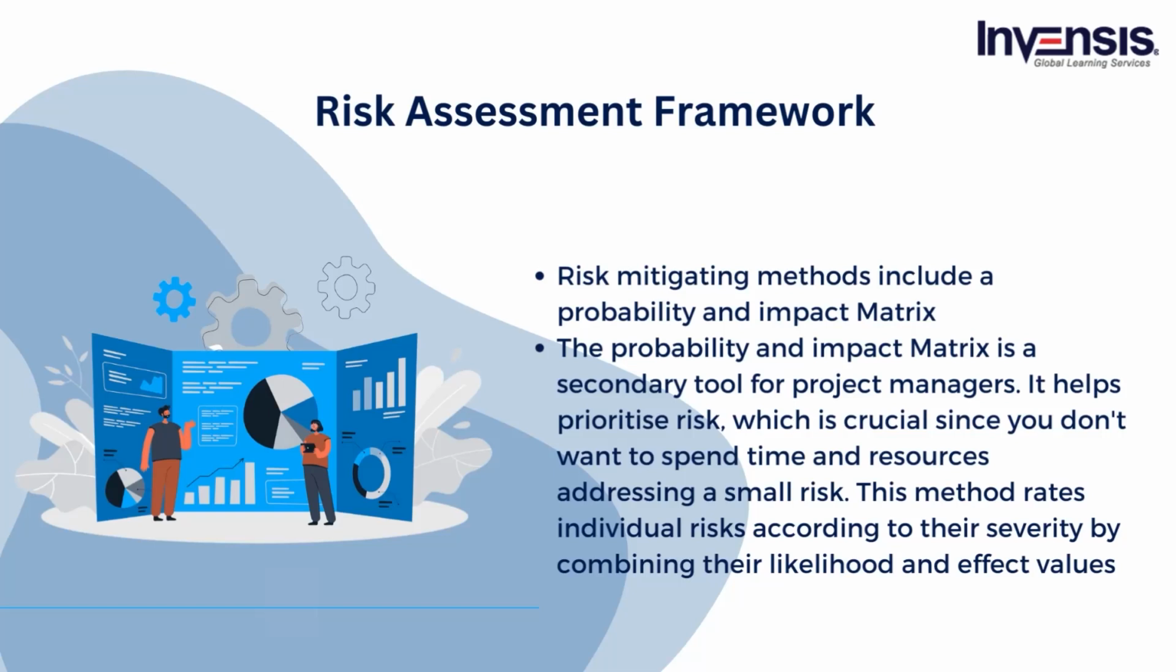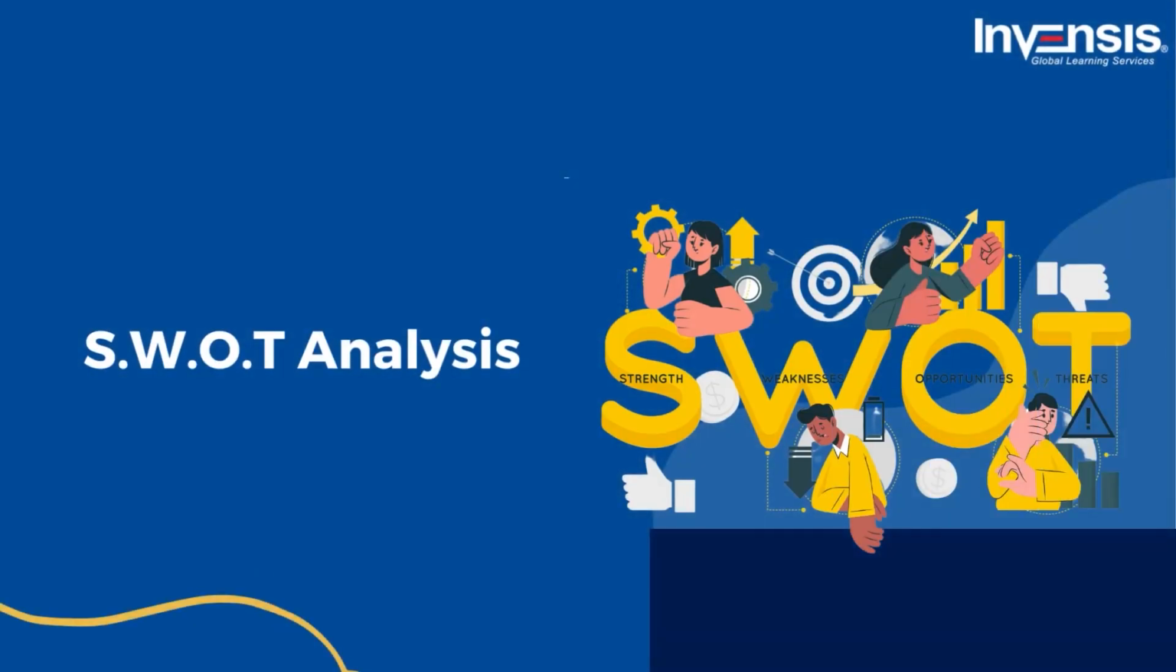The probability and impact matrix is a secondary tool for project managers. It helps prioritize risk, which is crucial since you don't want to spend time and resources addressing a small risk. This method rates individual risks according to their severity by combining their likelihood and effect values. Thus, each risk is recognized in the context of the whole project, and a strategy is in place to respond if it occurs. The next tool is SWOT analysis.